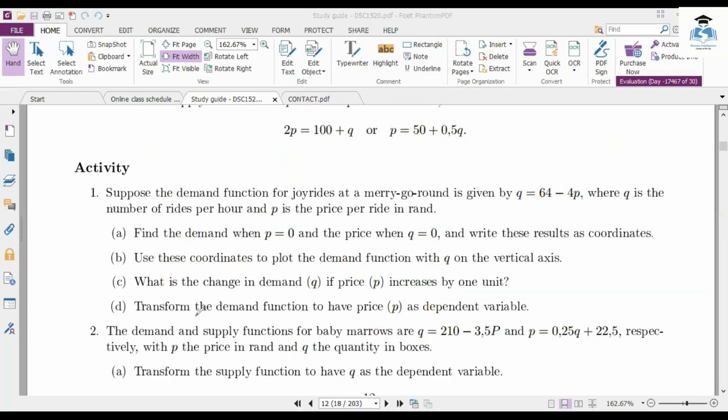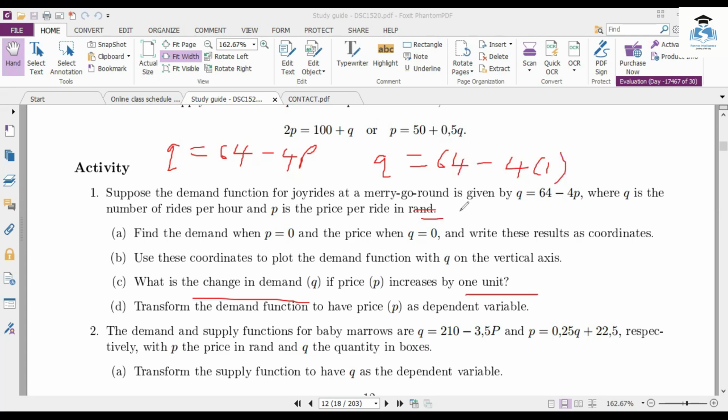What is the change in demand Q if price P increases by 1 unit? Remember, the formula is Q is equal to 64 minus 4P. So let's assume increasing by 1 unit is, in our currency, increasing by 1 rand. So we then say Q is equal to 64 minus 4 times 1.